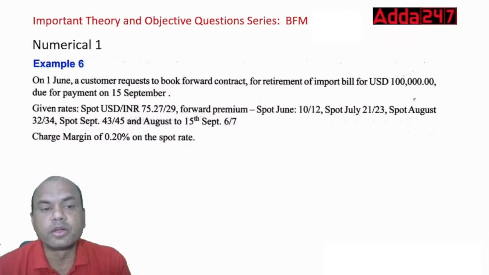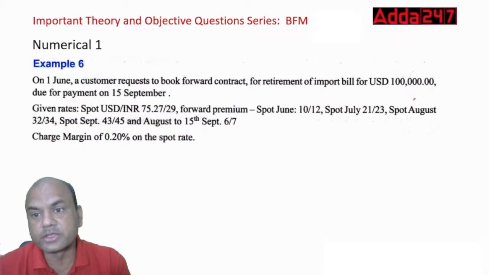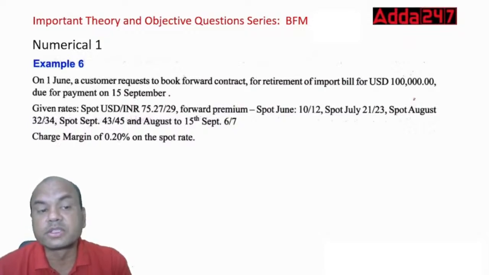On 1 June, customer requests to book a forward contract for retirement of import bill for USD 1 lakh due for payment on 15th September. Given the spot USD INR rate as 75.2729, forward premium as given: spot for June is 10 to 12, spot for July is 21 to 23, spot for August is 30 to 34, spot for September is 43.45, and August to 15th September it is 6.7. So charge the margin of 0.2% on the spot rate.